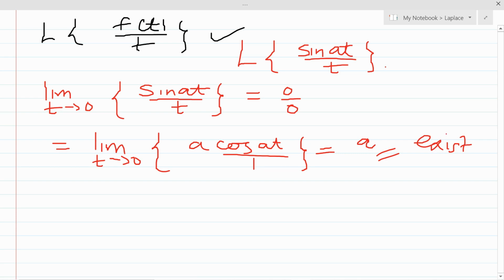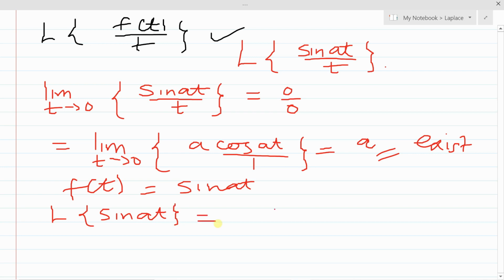Once it exists, what we do is find the Laplace of f of t. Our f of t corresponding to the question is sine at. Laplace of sine at is equal to what? A over s squared plus a squared. So now this is our capital F of s.